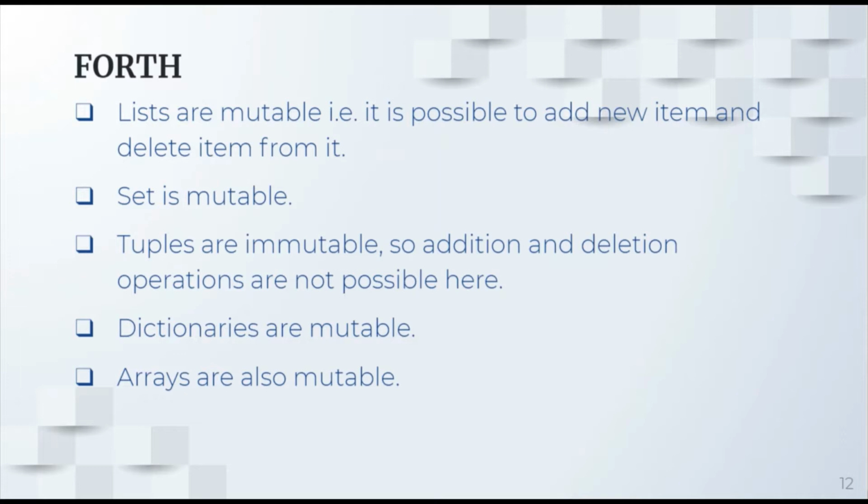Now, fourth comparison. Lists are mutable, that is, it is possible to add a new item and delete an item from it. Set is mutable. Tuples are immutable, so addition and deletion operations are not possible here. Dictionaries are mutable, arrays are mutable. So in this slide we can understand that lists, sets, dictionaries and arrays all are mutable. That is, after the creation of these, you can change, add or remove elements. But once a tuple is created, tuple is immutable. Once a tuple is created, you cannot add, delete or change any of the content of the tuple. So this was all about it.